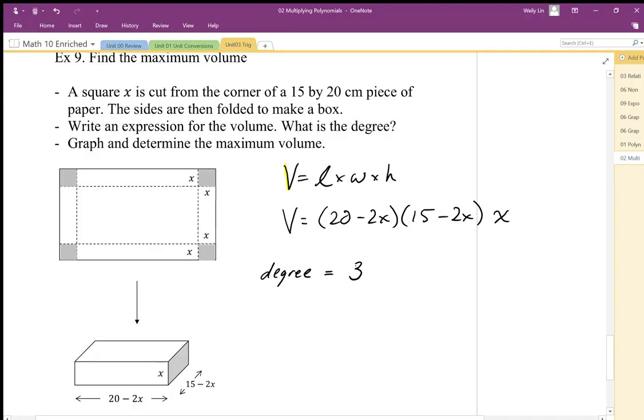Volume comes from cubes, so we need a degree 3 to express volume. Area is squares, so I need a degree 2 to express areas.